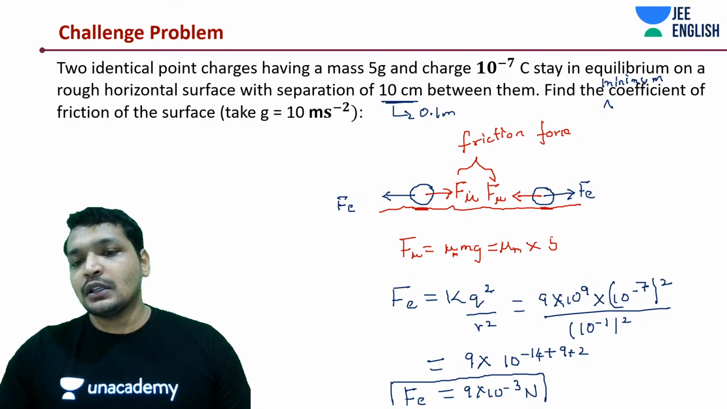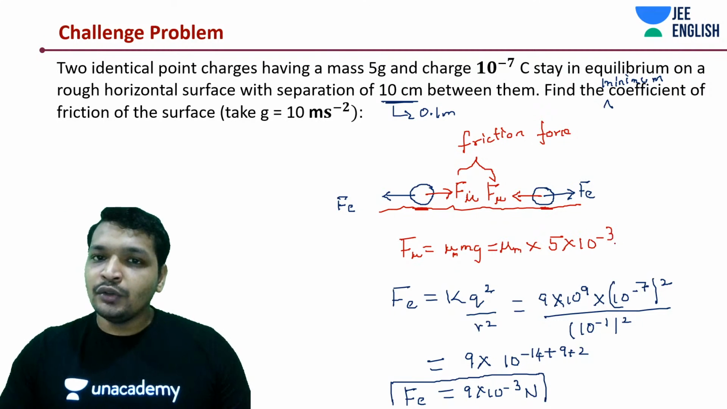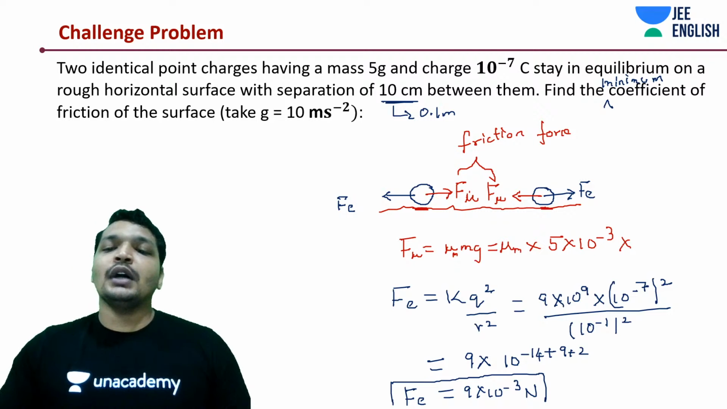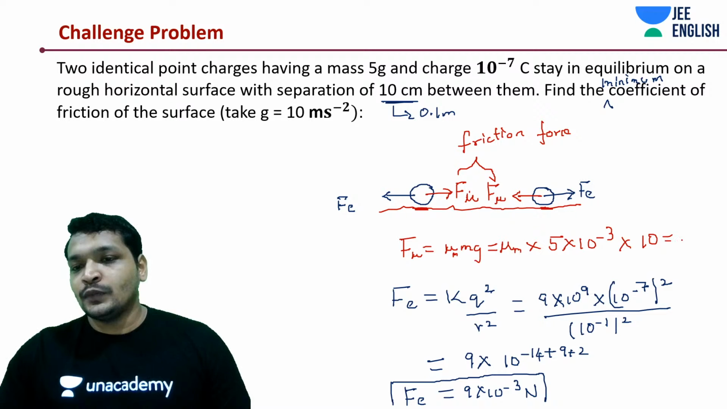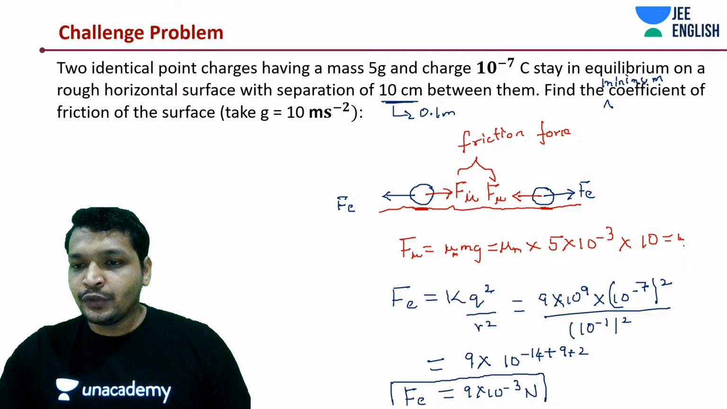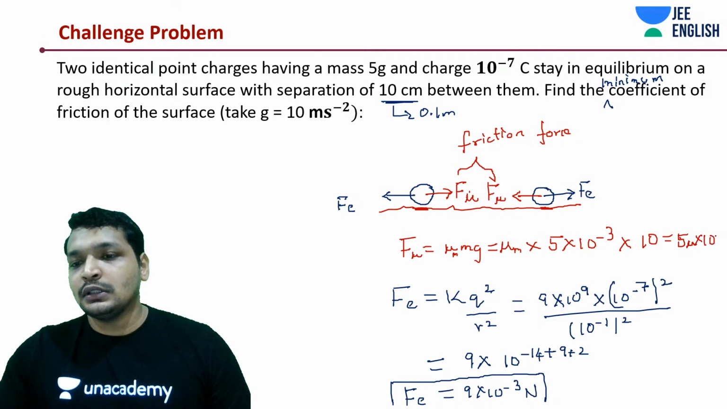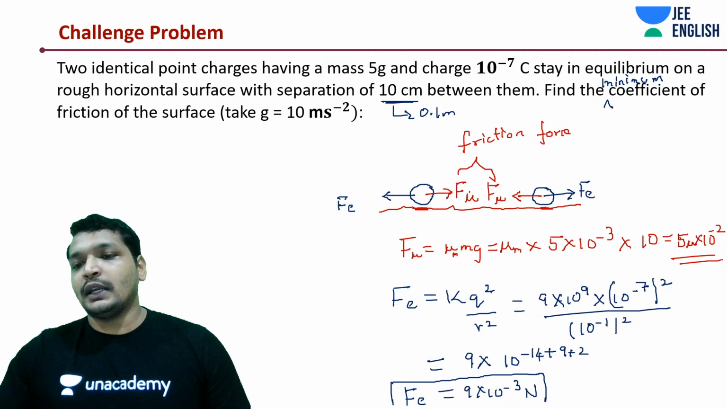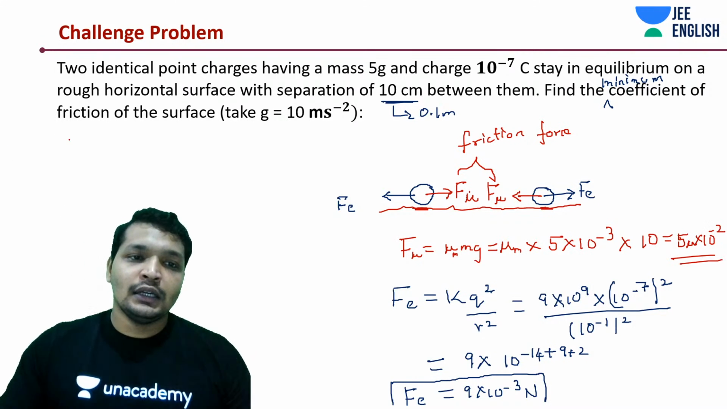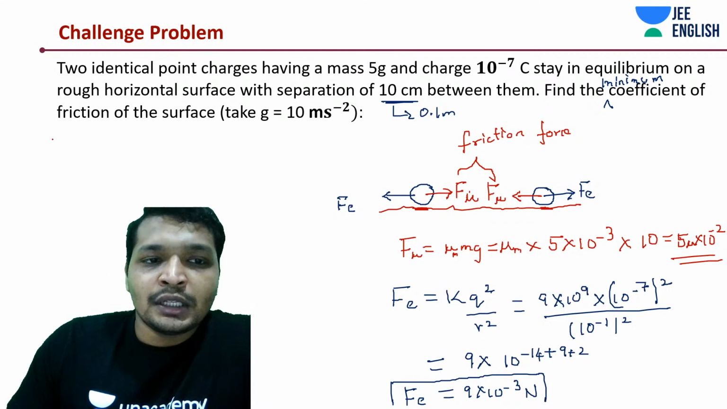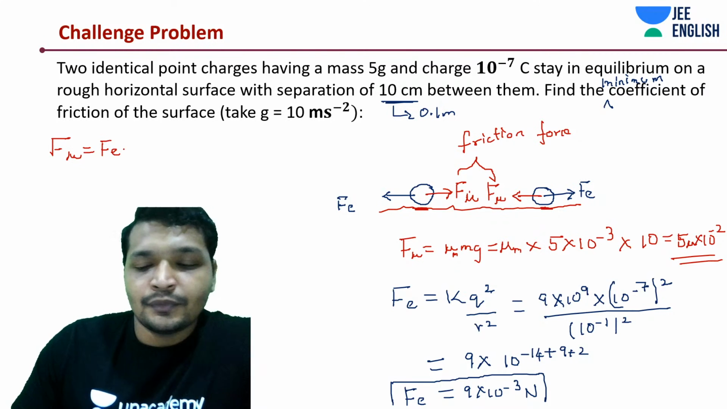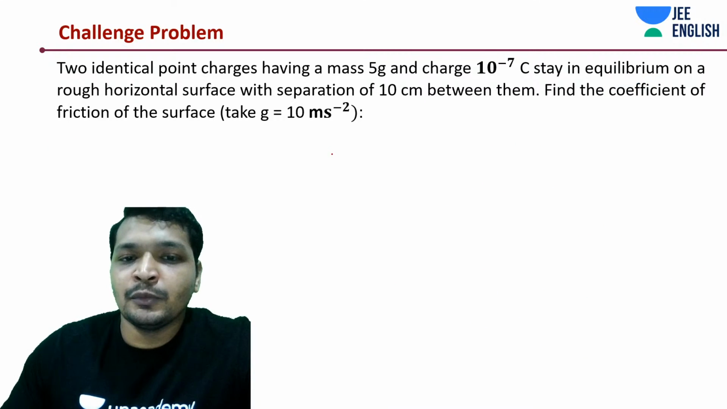5 grams, that is 5 into 10 to the power minus 3 when you convert it into kg. Into how much is g? 10. This is something like 5 mu into 10 to the power minus, right? The rest is math again. So if you want to find out mu, both are equal. At equilibrium, F mu is equal to Fe, right? I think we'll move on to the next page then.